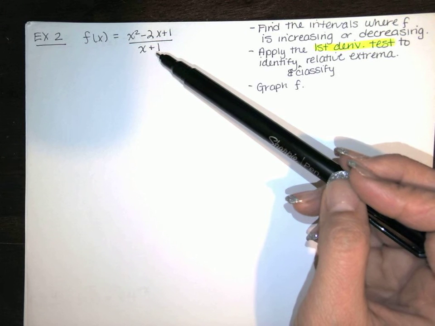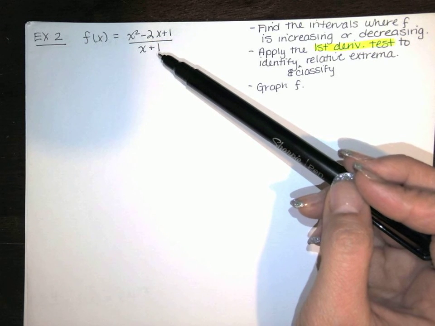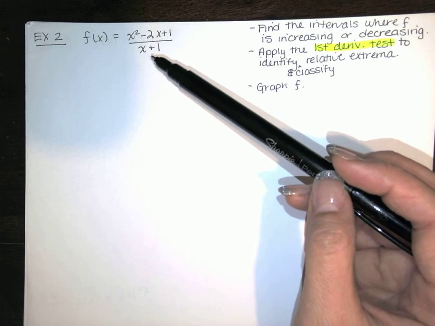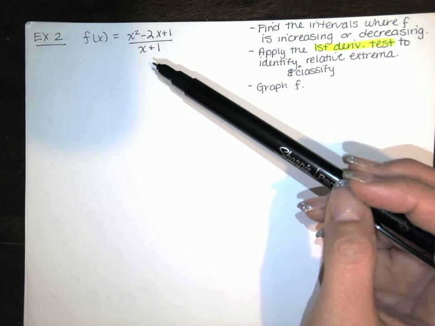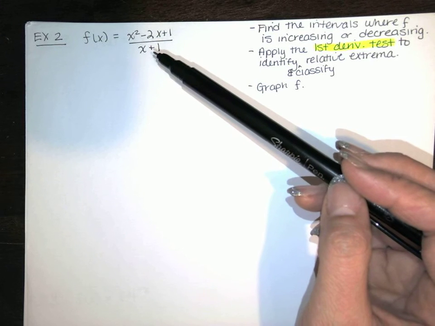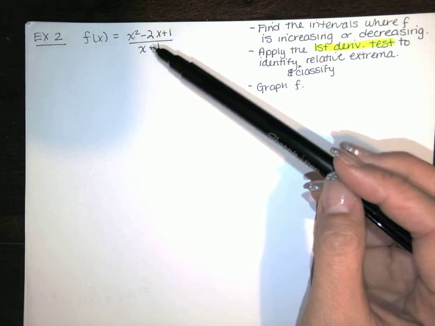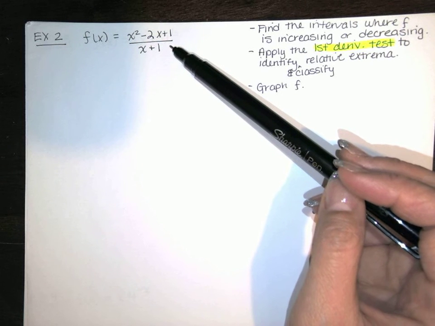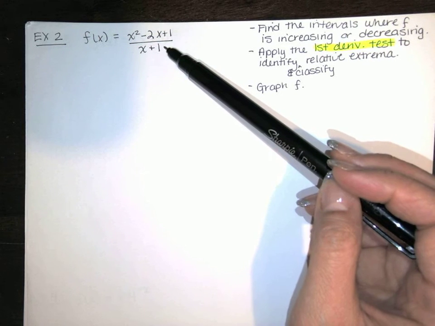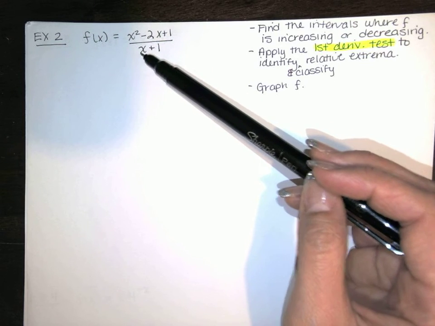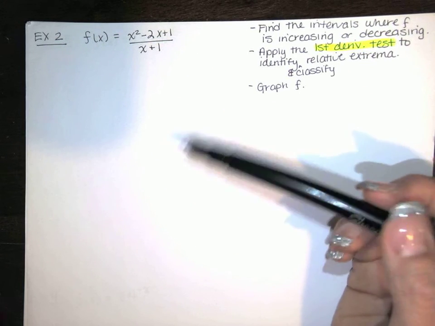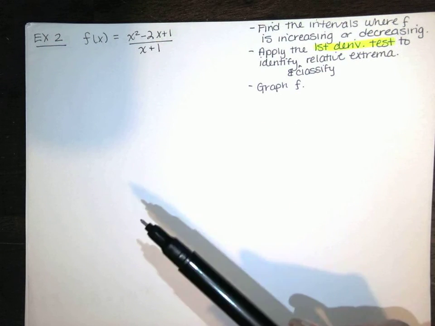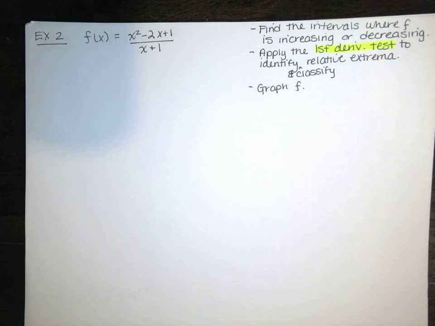The x plus 1 in the denominator makes this a rational function, and rational functions often have vertical asymptotes. Now remember from earlier this semester, we're going to have a vertical asymptote at any x value that would cause the denominator to be 0 when the numerator is not 0. Now we're going to have a problem here when x is equal to -1 because -1 plus 1 is 0.